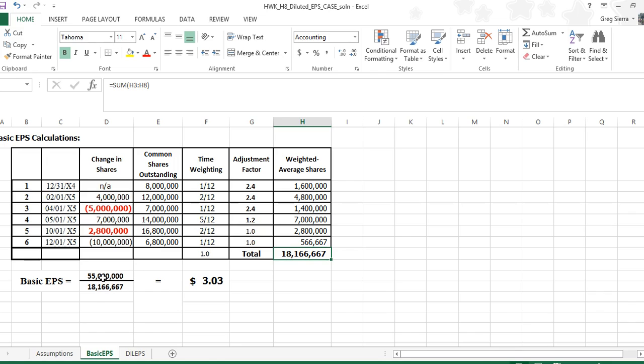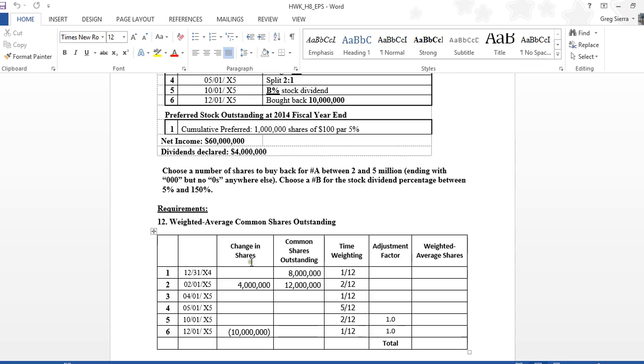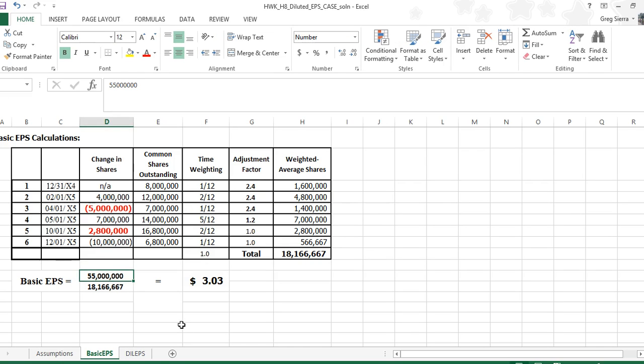18,166,667. Now we had 60,000 of net income and cumulative preferred that accrues or accumulates 5 million a year. It was, if I remember correctly, 1 million times 5% times 100 par. So let me just go over, look at that. Cumulative preferred 1 million. There it is. Okay. So we didn't care about the declaration. So the numerator for basic EPS is 55 million. There's the denominator. And the basic EPS is 303.